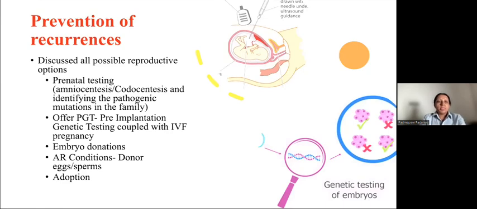Since this condition was autosomal recessive, you can go for donor eggs or donor sperm. And if any of those options are not possible for the couple, we can offer them adoption. Depending on their choice, we will assist them with future pregnancy to prevent future recurrences.